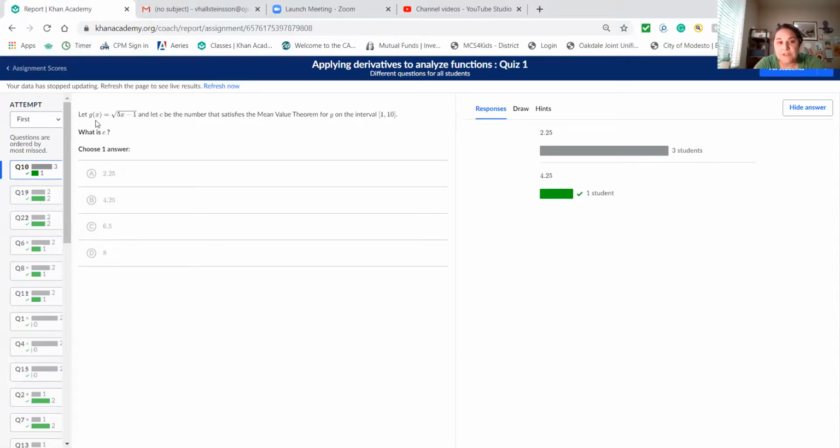asks, let g of x be given as the root of 5x minus 1, and they want you to find the value of c. 3 people answered 2.25, and only 1 person got 4.25. So let's see how those numbers come up in order to solve this problem.